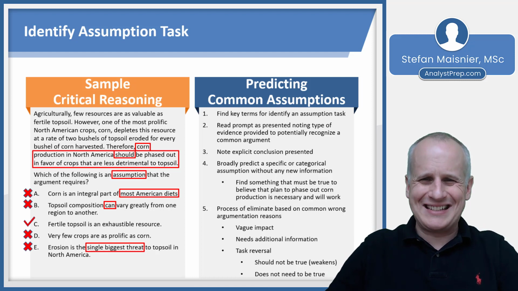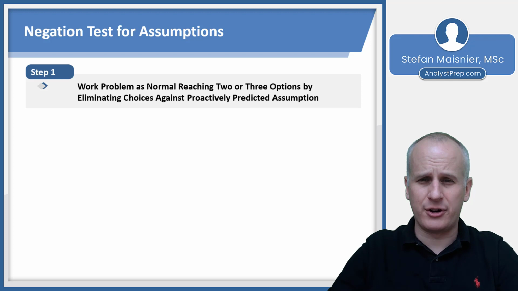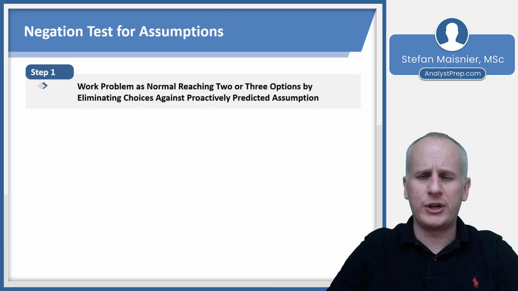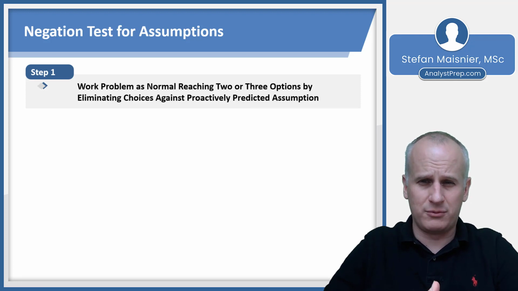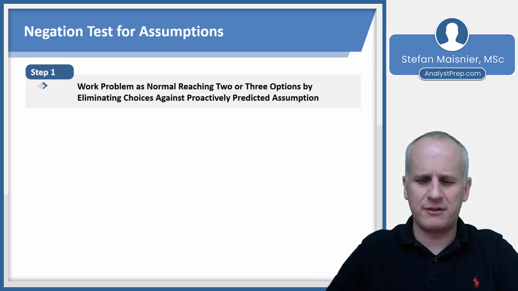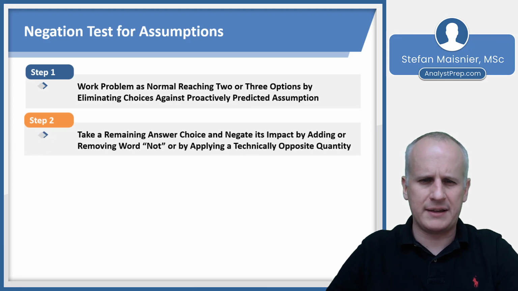So what we just did there is kind of a tacit negation test, in that we considered what would happen if choice C disappeared and the argument kind of failed. So we have our negation test for assumptions, and this should only be applied if you're looking at an assumption task. But ultimately, you can work the problem as normal, reaching two or three options by eliminating the choices against a proactively predicted assumption, as we did. And if you reach the end, you don't need the negation test because you were able to eliminate and find the correct answer. But if you've got two or three options that seem potentially viable, this is something that you can apply at the end of your process.